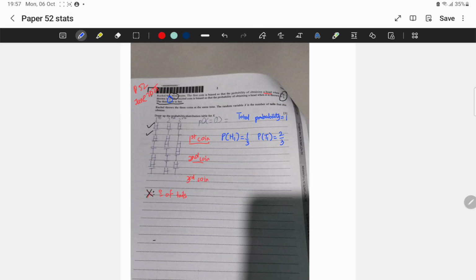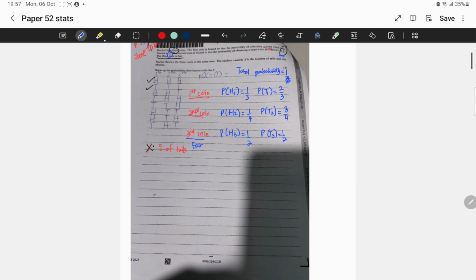For the second coin, you're given that the probability of obtaining a head, so I'm going to write P(H2), is equal to 1/4. The same way as we did P(T1), P(T2) would be 1 minus this, which gives 3/4. You're being told that the third coin is fair. Fair means that there is equal probability in both of them, so P(H3) and P(T3) will be the same. I'm just going to take 1 and divide by 2, so I get half here and half here.